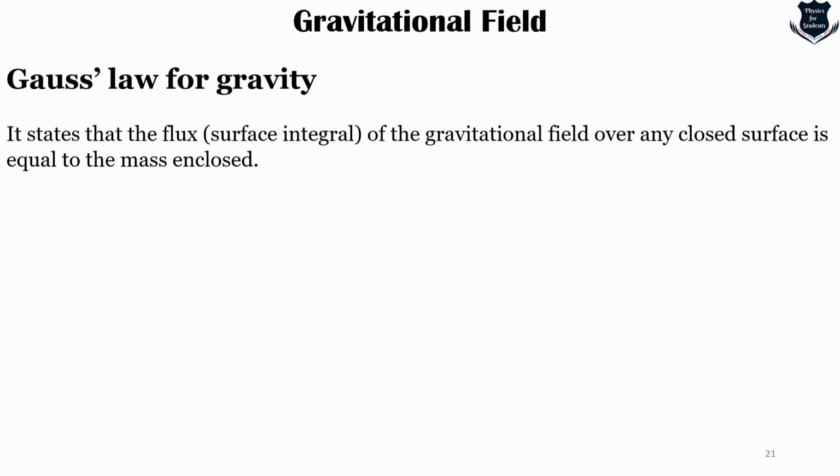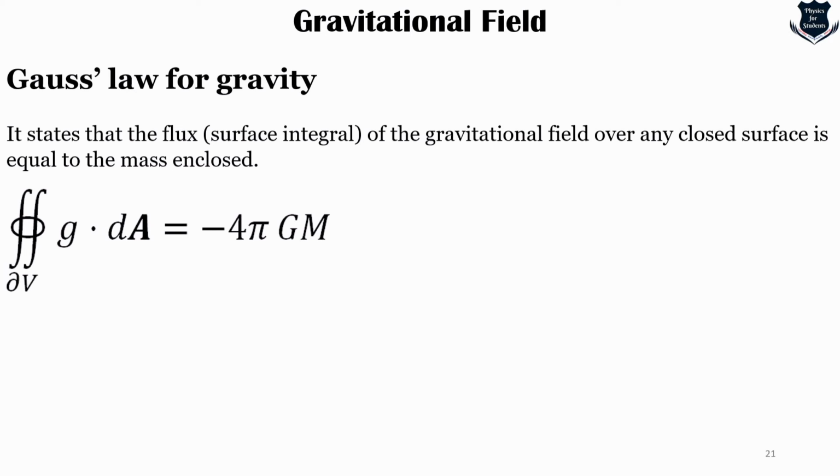It is named after Carl Friedrich Gauss. It states that the flux, or the surface integral, of the gravitational field over any surface is equal to the mass enclosed. Gauss's law for gravity is sometimes more convenient to work with than Newton's. So this is what the law is.